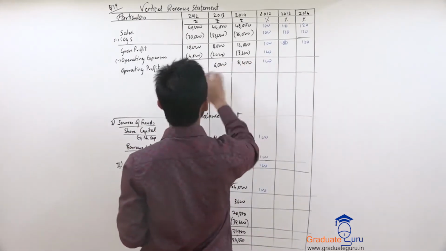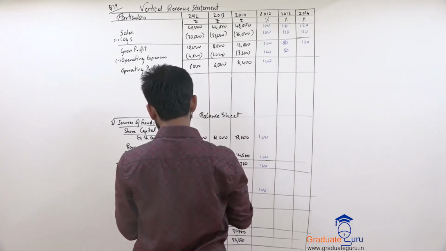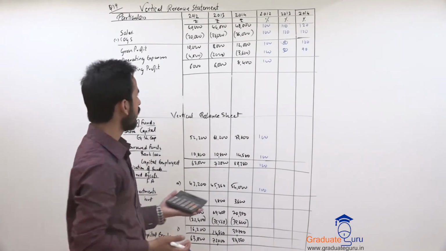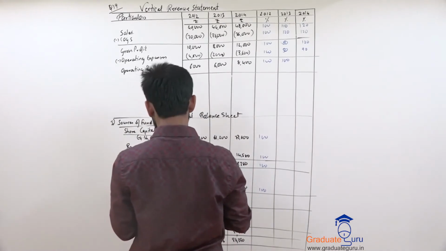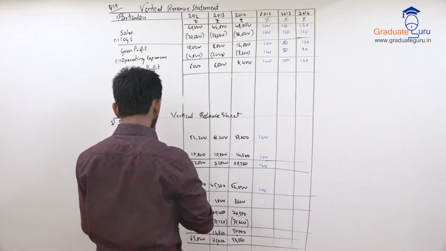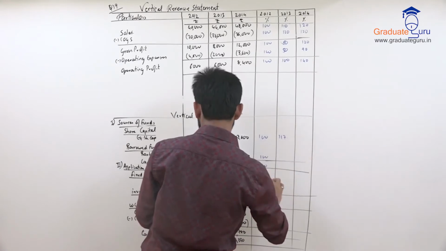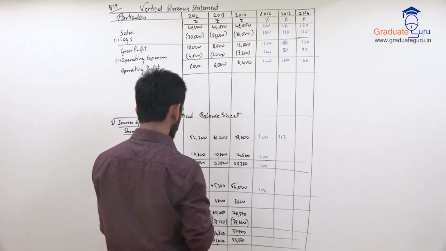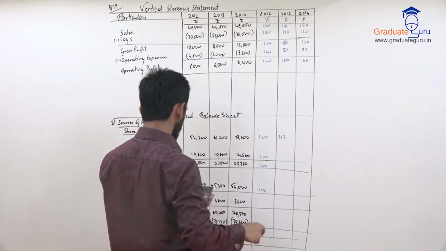Okay, now this one, 4,200, so this is 50%. This is 3,600, so 90%. This is 100%. 8,400 divided by 6,000 will give you 140%. Now this one, 61,200 divided by 52,200 gives 117.24. We'll write 117 percentage. We'll not round it, we'll just write the rounded off figure. 73,800 divided by 52,200 we'll get 141%.